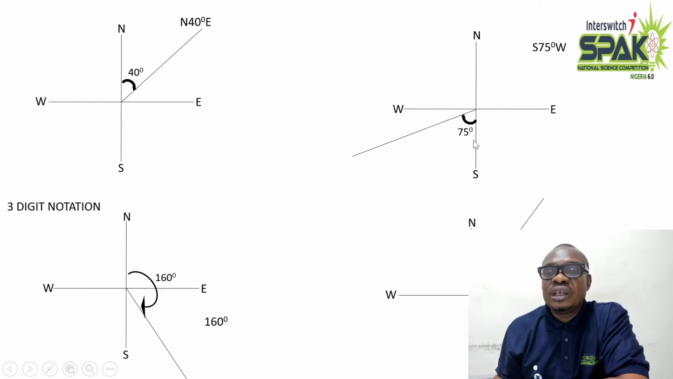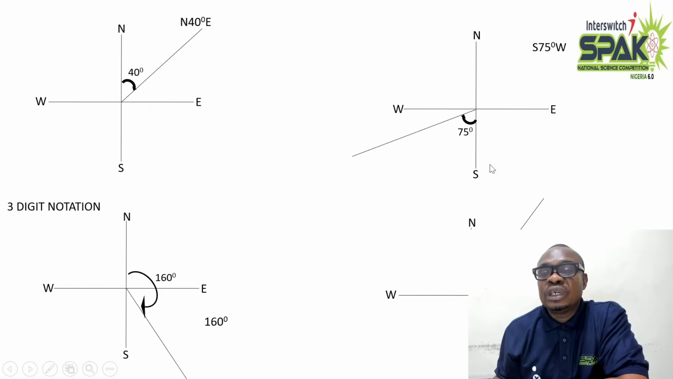Now for this other one, you have south 75 degrees west. This is the cardinal bearing method. Then if you have to change this other one to give you a 3-digit notation, that means from this end comes here, because all 3-digit notation begins from the north and moves clockwise. So it comes this way.